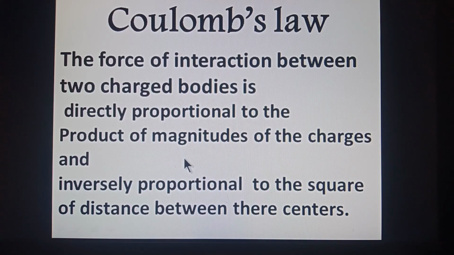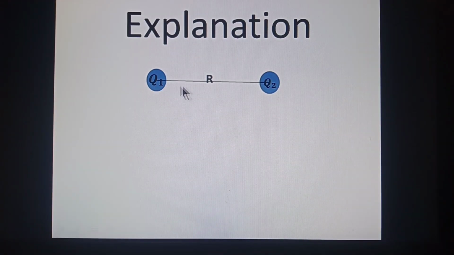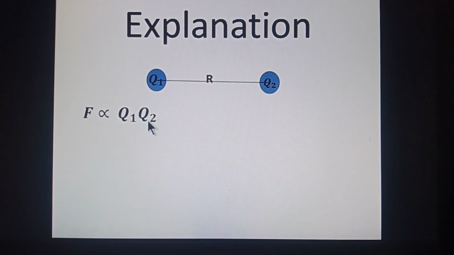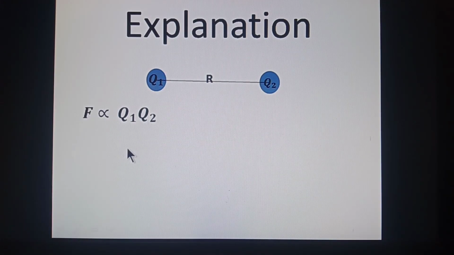To further understand Coulomb's law, let us consider two bodies with charges q1 and q2 separated by distance r between their centers. Now students, according to Coulomb's law, the force of interaction between them is directly proportional to the product of magnitude of the charges. Mathematically, F is proportional to q1 multiplied by q2. If we increase q1, force increases. If we increase q2, force increases. And similarly, by increasing both the charges, force increases.